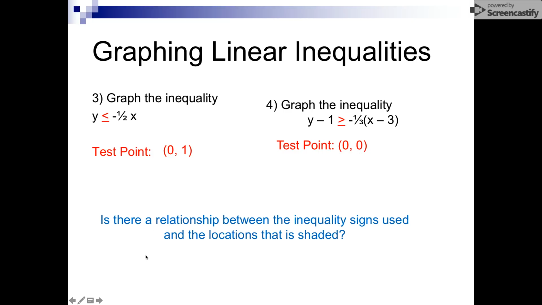And then answer the question at the bottom: is there a relationship between the inequality signs used and the location that it is shaded? Okay, try to think about and look back at the 4 examples that we've done and come up with a conclusion.